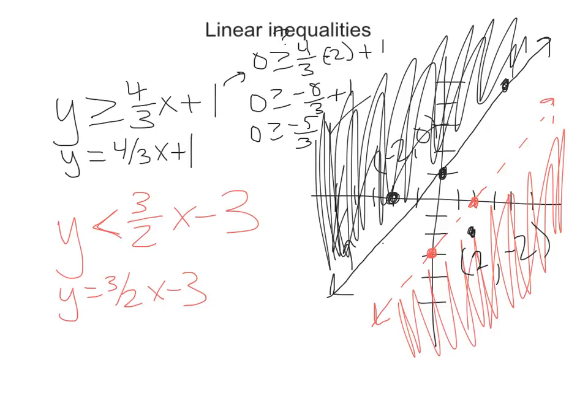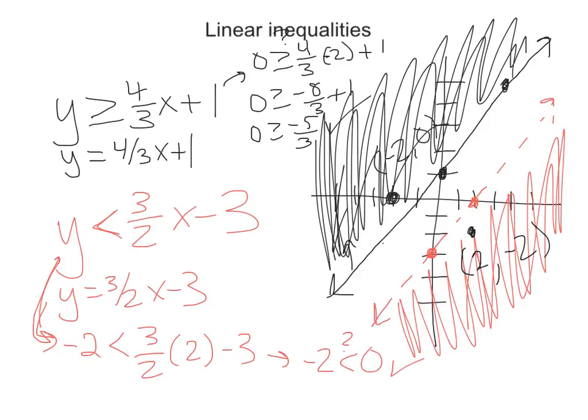So if I plug that in here for this one, is -2 less than 3 over 2 times 2 minus 3? So what that turns into is -2 less than 0. Yep. So we graphed it correctly. Does that sound good?